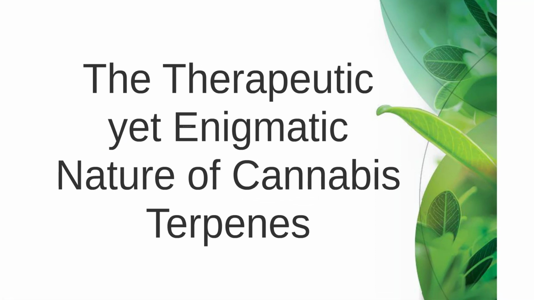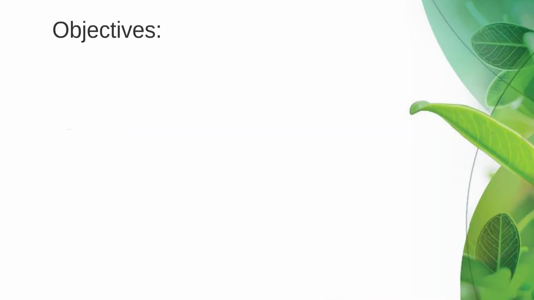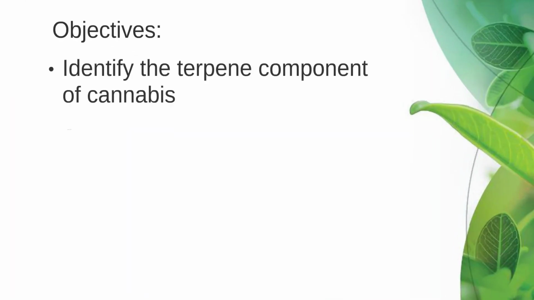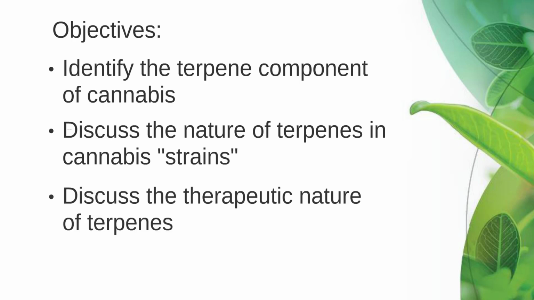Today's talk is about the therapeutic yet enigmatic nature of cannabis terpenes. When we look at the term enigmatic, we see that it's defined as difficult to interpret or understand, or sometimes mysterious. In today's presentation, our objectives are to identify the terpene content of cannabis. We're going to discuss the nature of terpenes in different cannabis strains. We're going to discuss the therapeutic nature of terpenes. And we'll finish with, so what does this really mean?